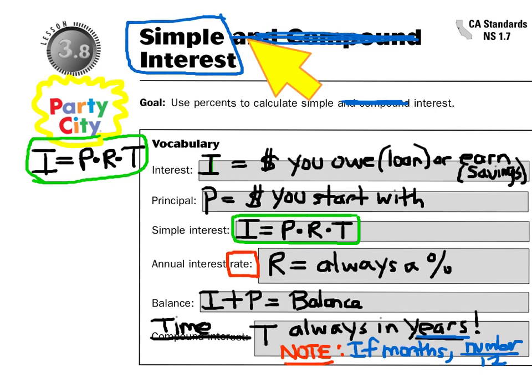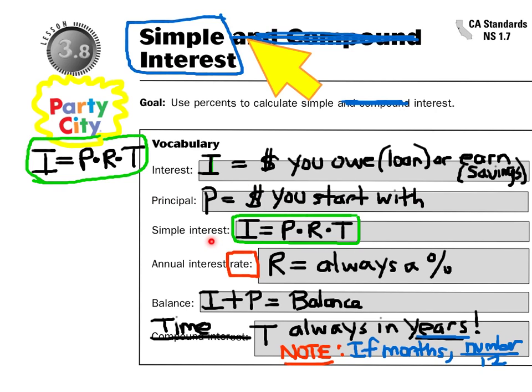Okay, but you have to know what all the letters mean. So the I stands for the interest. Now, interest can be the money that you owe if you borrow money and need a loan. It could also mean money that you earn, like if you have a savings account at the bank, they pay you a little bit of money to use your money. Now, the P stands for the principal, and the principal is the amount of money that you start with.